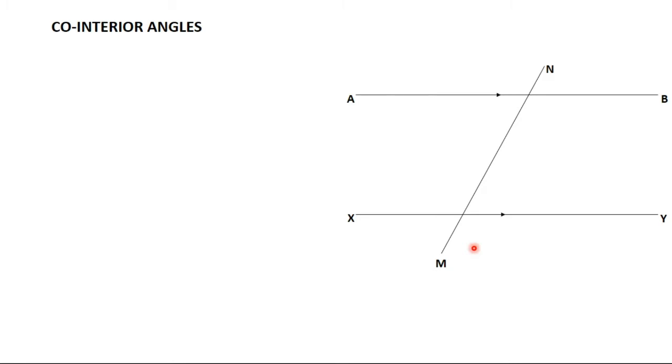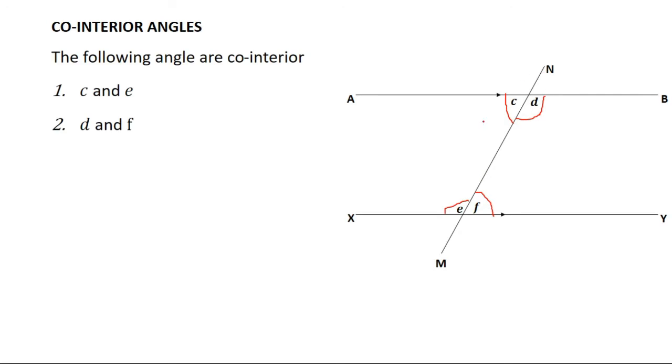Co-interior angles. Now, what are their positions? We can see that an angle will be formed here, and we are going to call this angle C. So this is angle C, and this is angle C. Now another angle will also be formed here, so we are going to call this angle D, then we call this one angle F.